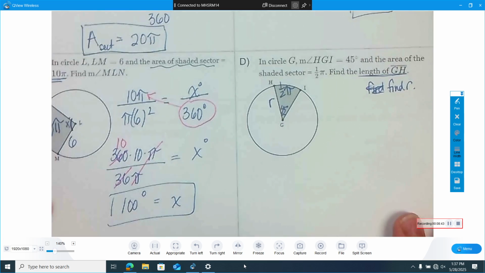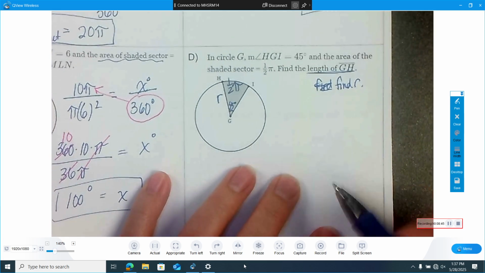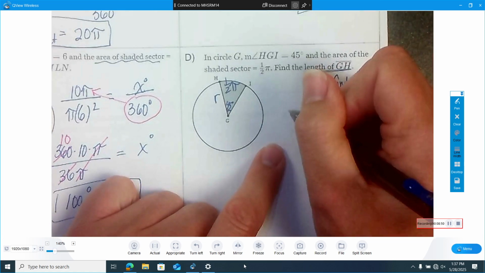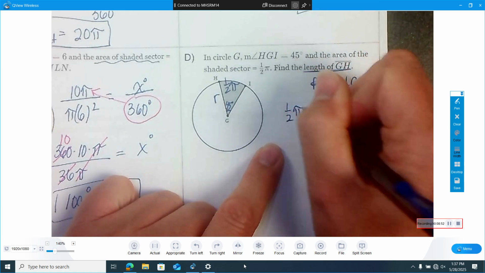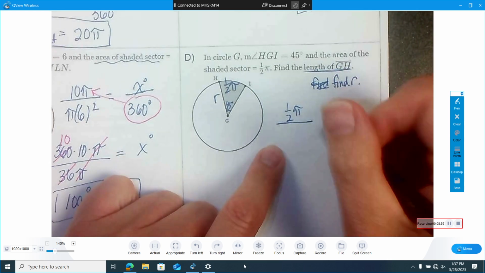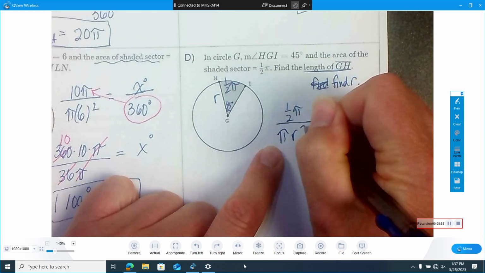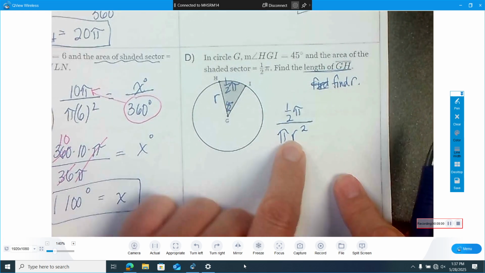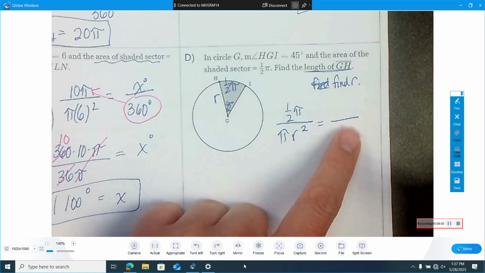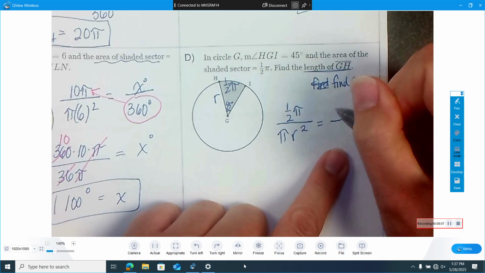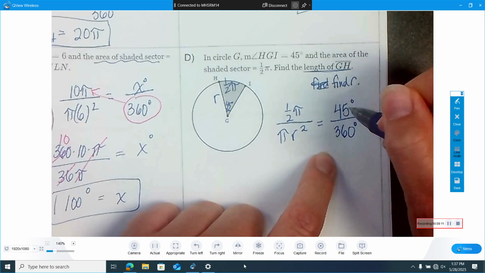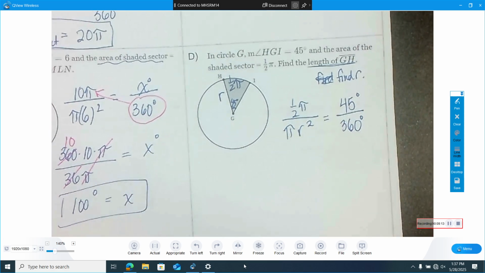So let's set it up just like we have been doing. So I want area of the sector. What's the area of our sector? 1/2 pi. Over the total area of the circle. What's the formula for the total area? Pi r squared. Pi radius squared. Very good. And the R is what we're trying to figure out here, so that's good. And then we want our angle, our central angle measure, 45 out of 360 degrees. So part of the circle out of the total degrees of the circle.